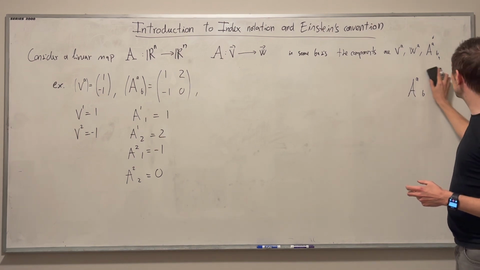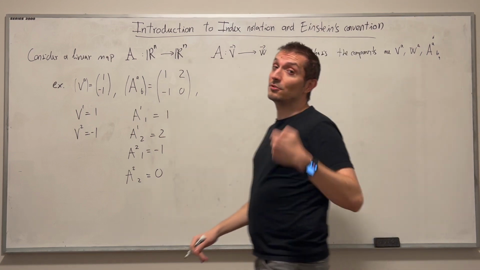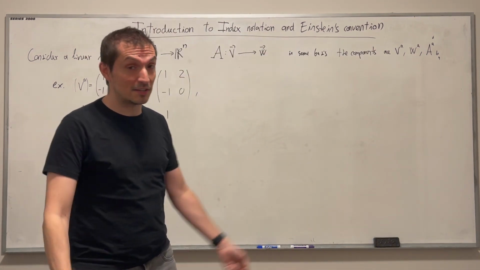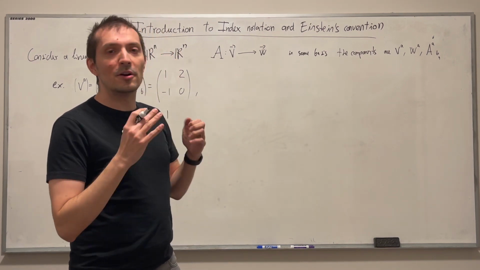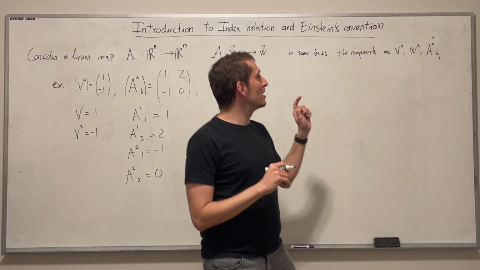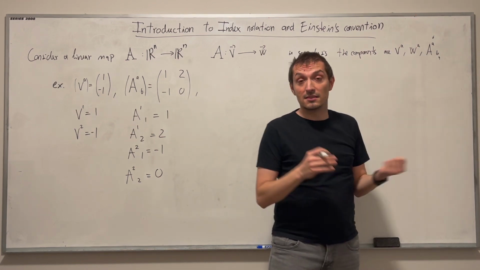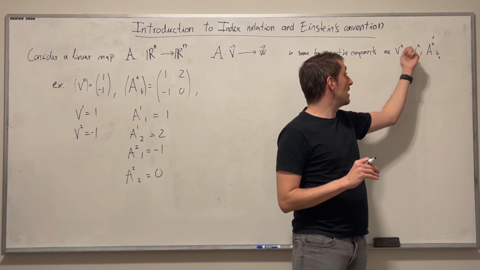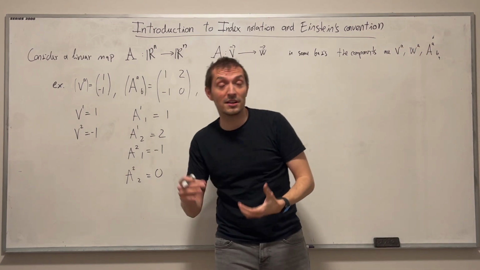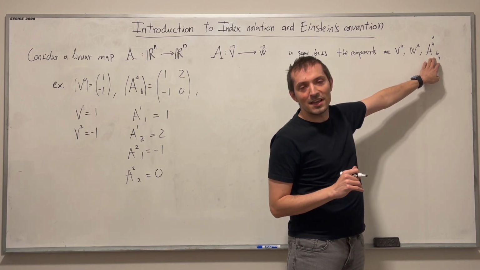Okay? Now, to find out what it means to be upstairs or downstairs, you need to wait for the second video, which is going to be, again, the notion of covariance and contravariance. All right? But for now, bear with me. I represent the components of the vector v with v with a superindex telling you what component it is. W, a W with a superindex telling you what component I'm talking about in that basis. And these are the matrix elements of A.